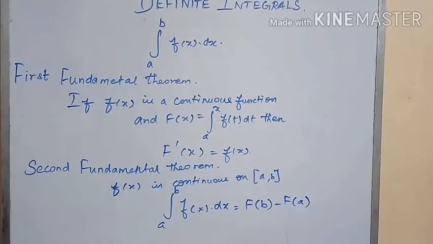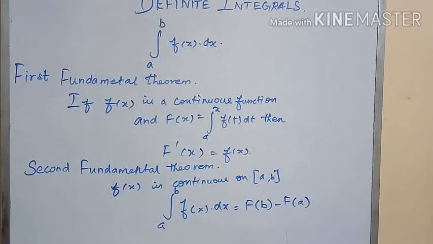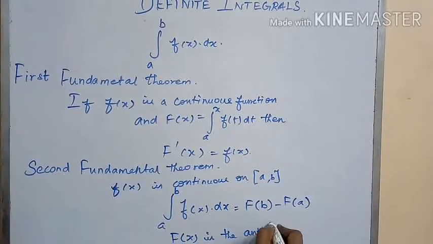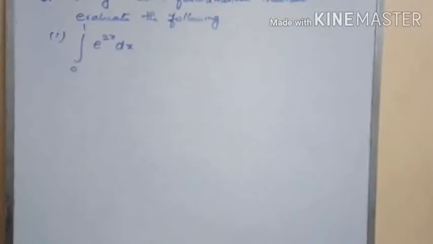Let f of x be a continuous function on [a, b]. If capital F of x is an antiderivative of f of x, then integral a to b f of x dx is equal to capital F of b minus capital F of a. Here, a and b are known as the lower limit and upper limit of the definite integral. Let us discuss a few problems on the second fundamental theorem.